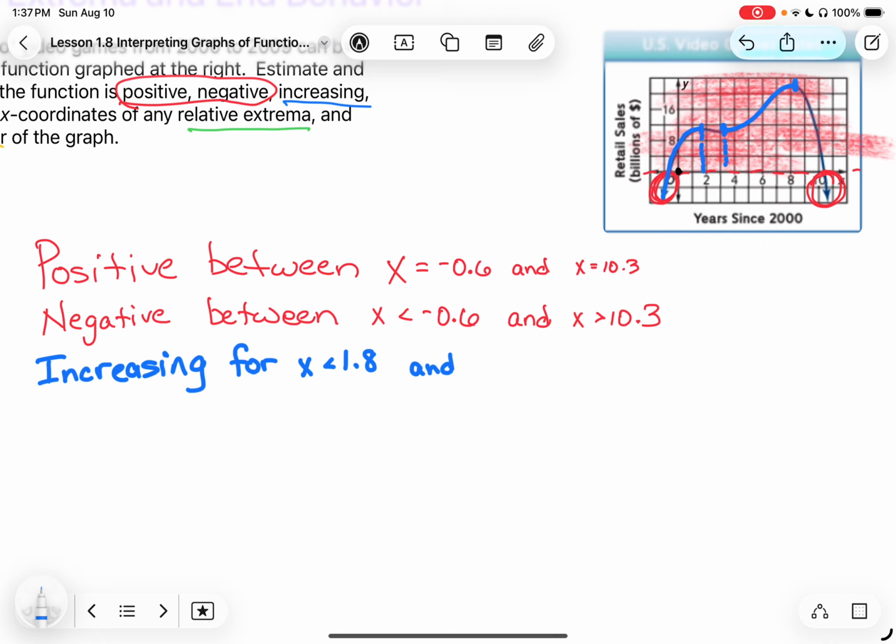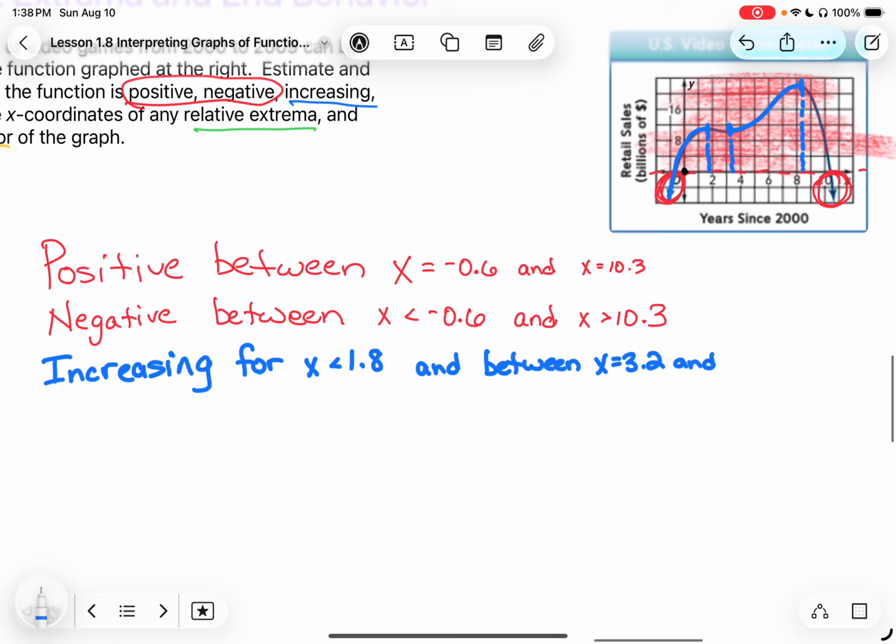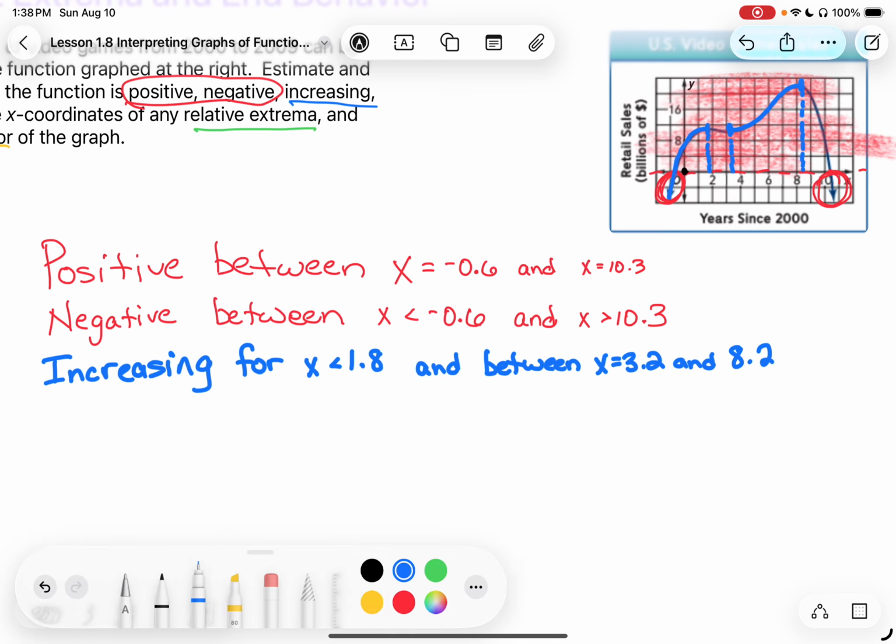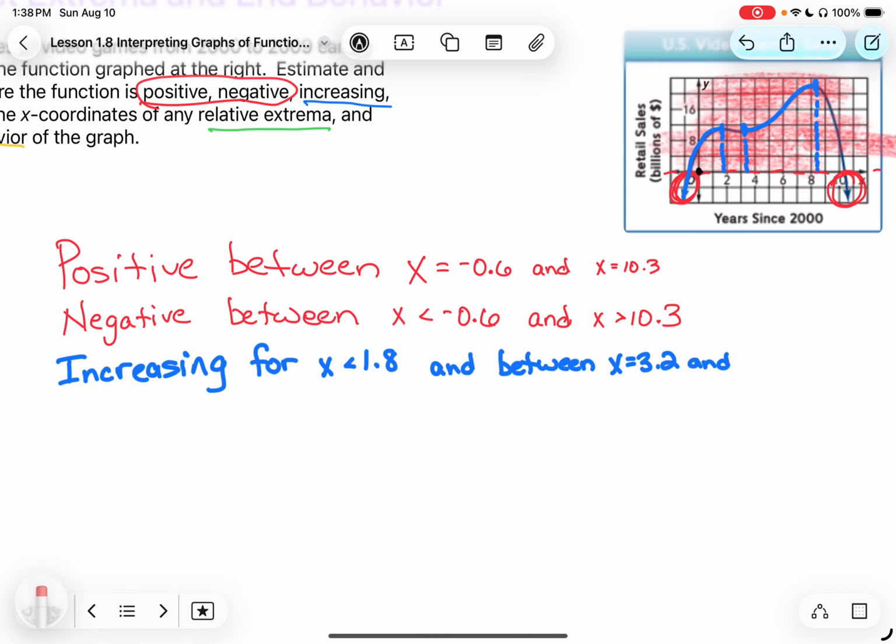So where are these points? This is a little bit more than 3. So we'll say between x equals, I'm going to call that like 3.2. And there's this x right here. That looks like a little bit more than 8, so we'll say like 8.2, 8.3? Let's just call it 8.2. Oops, I forgot my x equals. And x equals 8.2. Okay, it's decreasing everywhere else then.